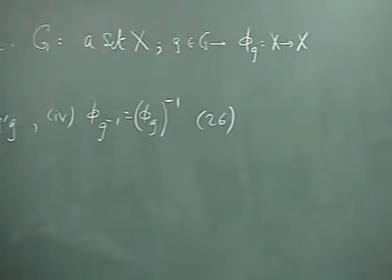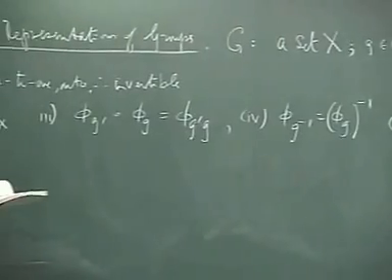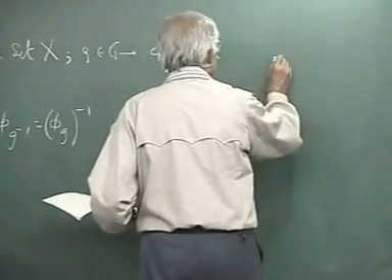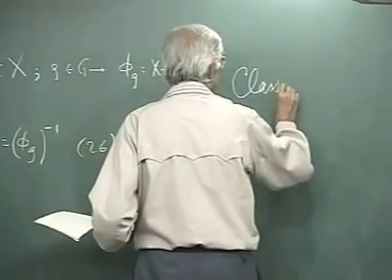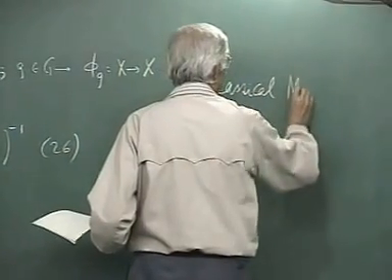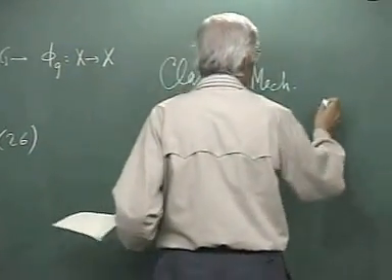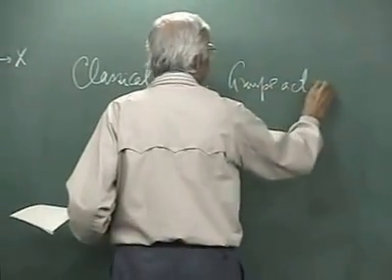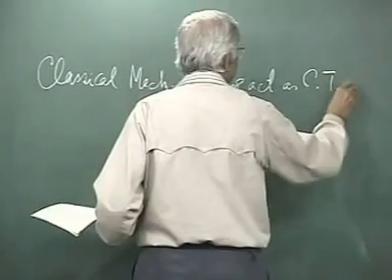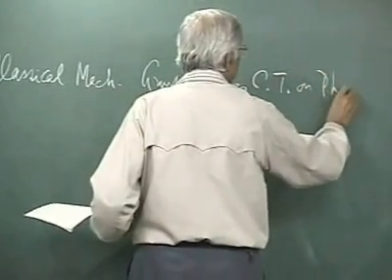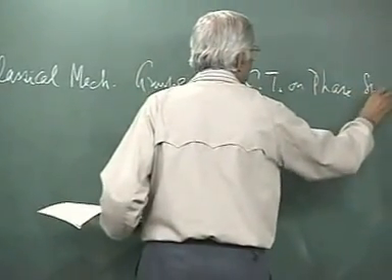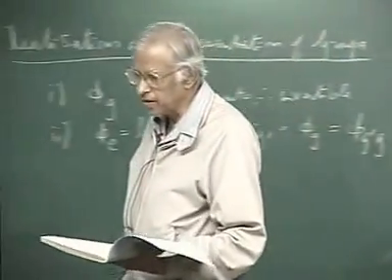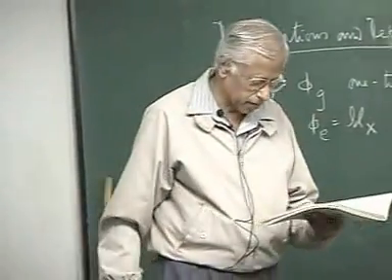Now, in classical Hamiltonian mechanics, groups usually act as canonical transformations on phase space. Let me just mention it. In classical Hamiltonian mechanics, groups act as canonical transformations on phase space. And so, we speak in that context of canonical realizations of a group.